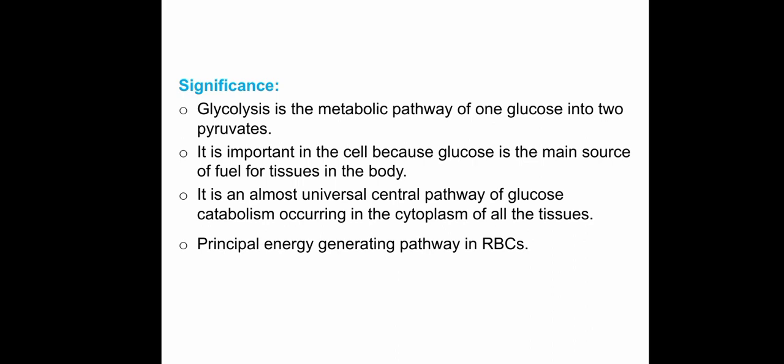And most important thing, in case of RBCs, which have no mitochondria and no nucleus, glycolysis is the only principal pathway of energy generation in the RBCs, because in RBCs no TCA cycle and no electron transport chain is present. So whatever energy it requires, it comes through the only way of glycolysis in human RBCs. So these are a few of the significances of glycolysis.